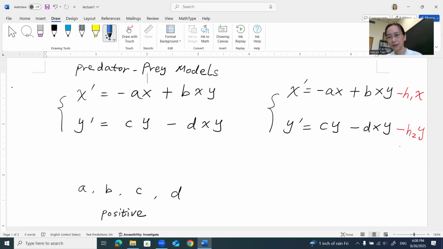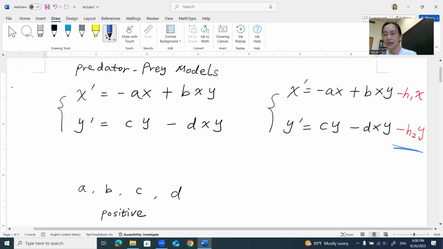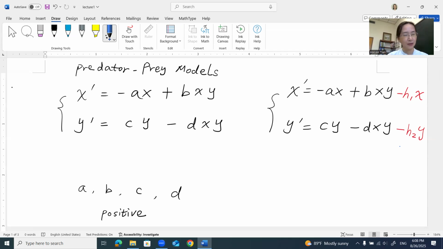population of predator. And similarly, the harvesting of prey, right? By introducing such a term, it shows the harvesting on prey. So here H2 is another positive number. So in addition to the ABCD positive constants, here H1, H2 are also positive constants.